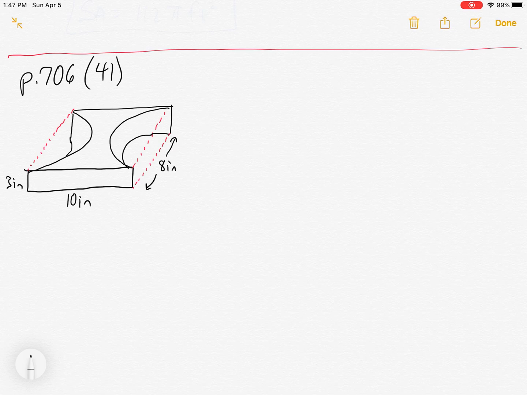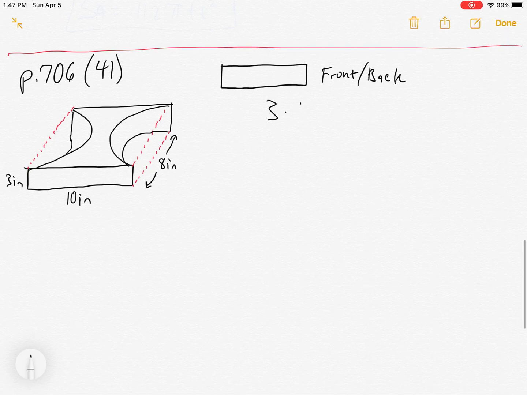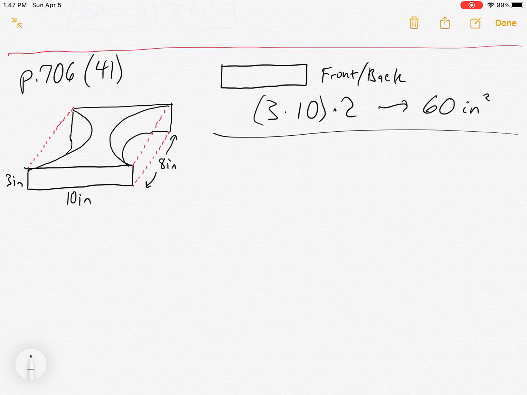I'm going to find the surface area of this. So the key, I would say, is adding up all the surfaces. So what surfaces do we have? How many do we have? Well, we have a front and a back. Those are the easiest, right? Front and back, 2 of these things. And these are simply 3 times 10, and there are 2 of them. So that's 60 square inches. Not so bad. Okay, the other one's going to be a little trickier.